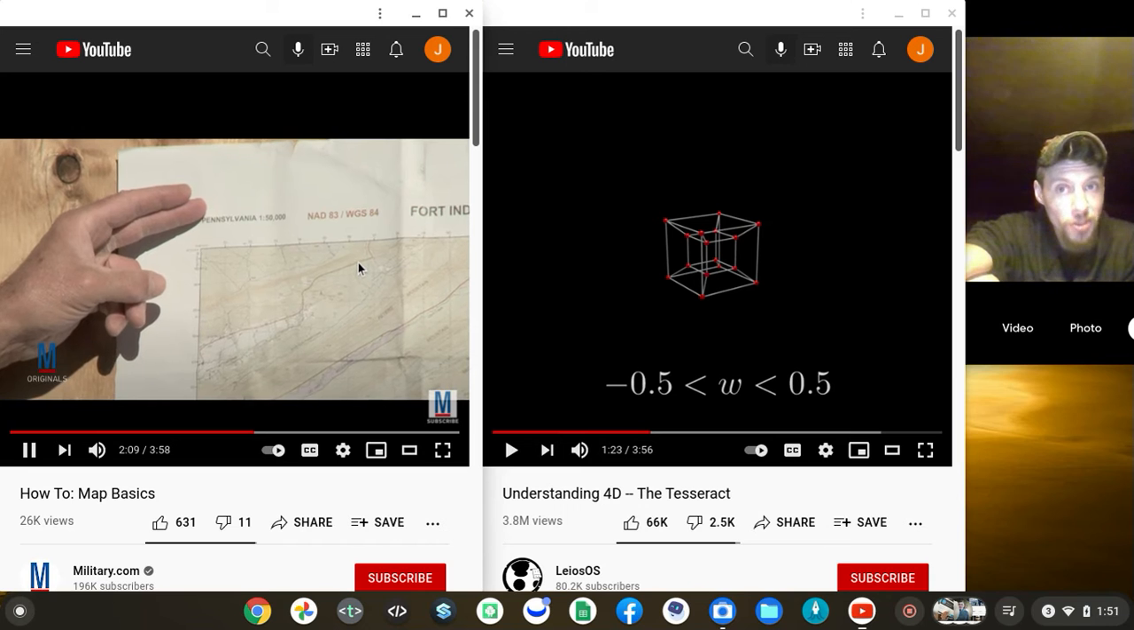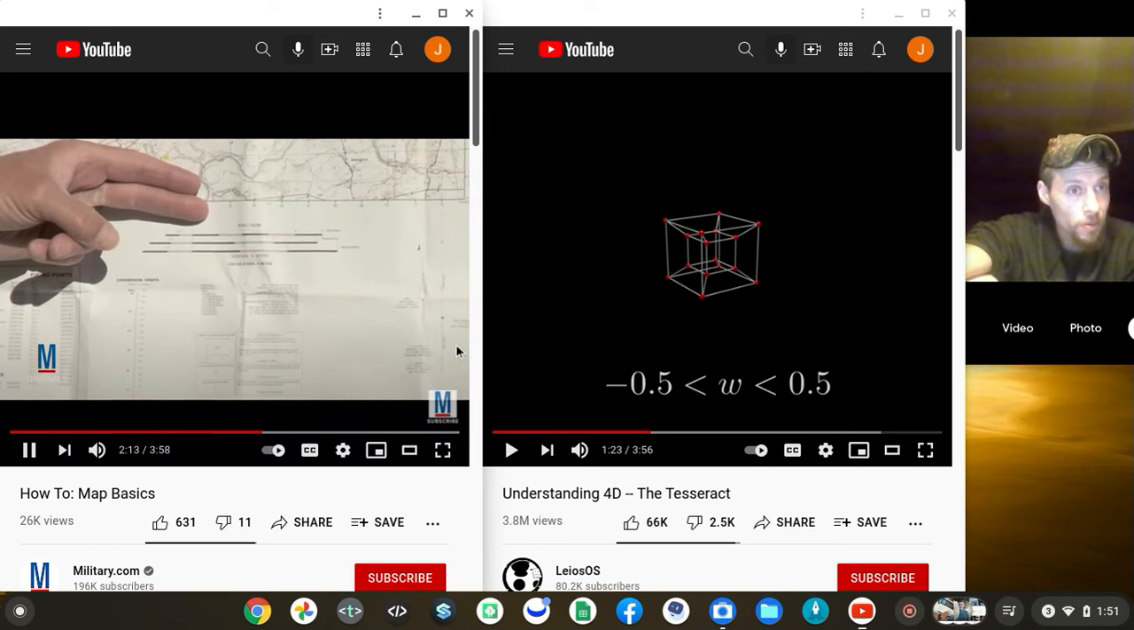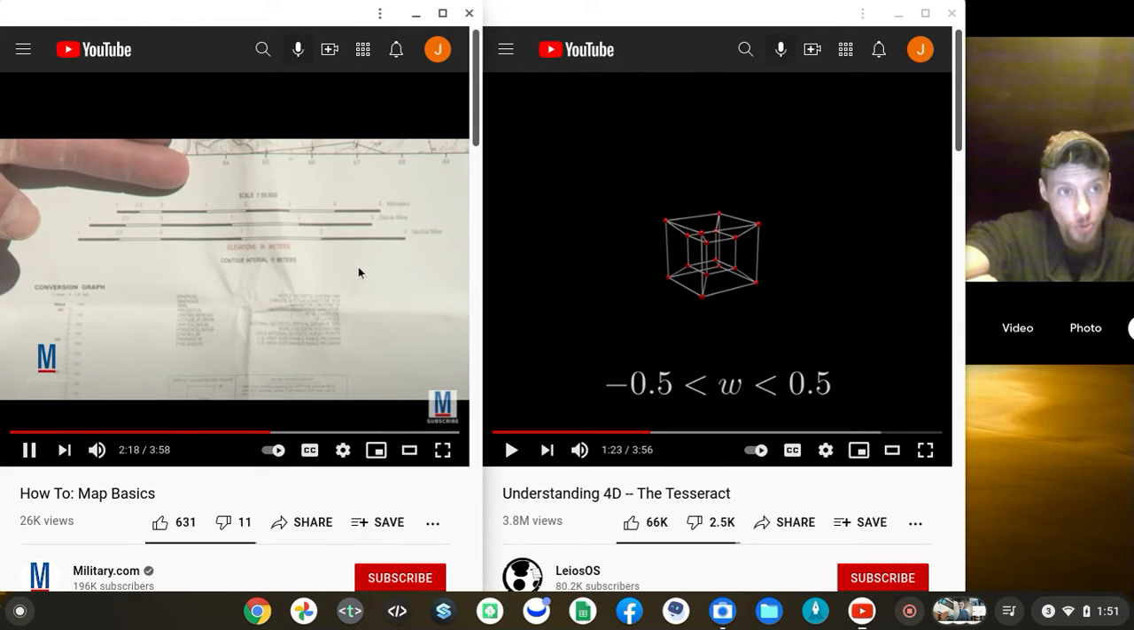Each one of these points on your map is a dimension. Your scale, 1 to 50,000, is very important. If we remove that dimension from this map, the distance traveled on a map comes in statute miles, kilometers, or nautical miles.